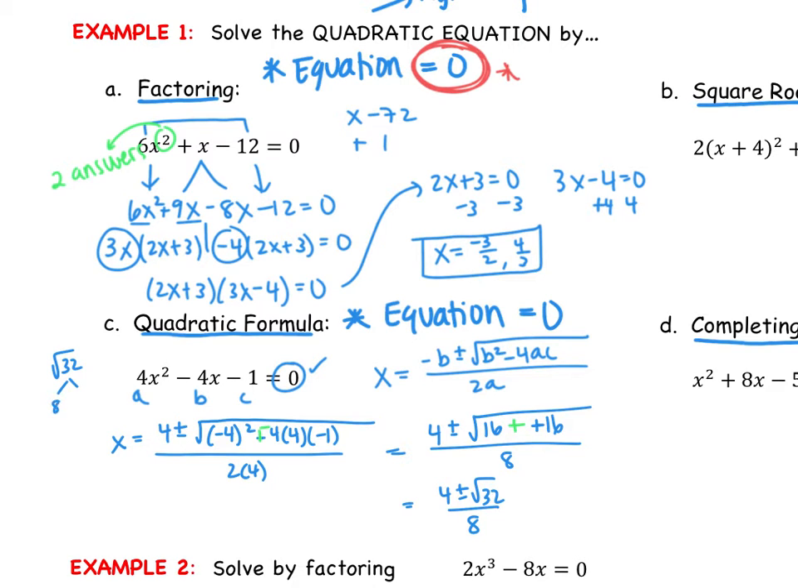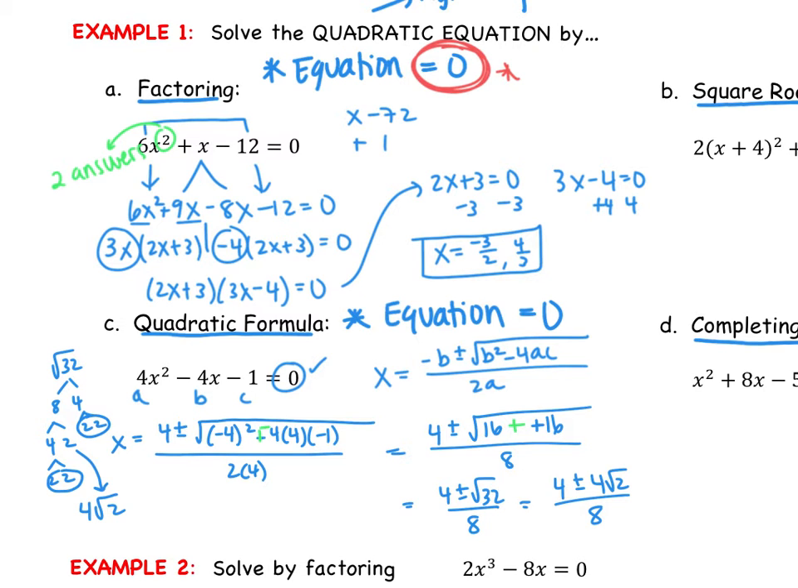So 32 is 8 times 4. This is 4 times 2, then 2 times 2. And this 4 is also 2 times 2. Because it's a square root, you're looking for pairs. So I have a pair of 2's and another pair of 2's. Each 2 comes outside the root, which gives us a 4. This 2 that's left goes underneath the root. So, almost done. We get 4 plus or minus 4 root 2 over 8.